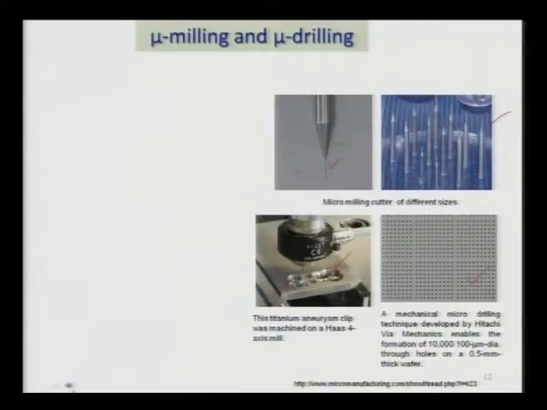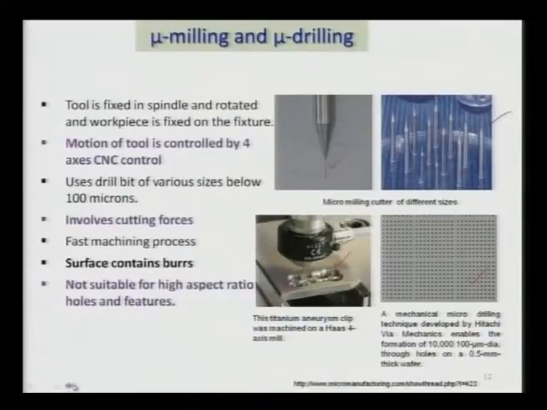Again note that there is no physical contact between the tool and the workpiece. So, mechanical forces are not working either on the tool or on the workpiece. The tool is fixed in the spindle and rotated, and the workpiece is fixed on the fixture. You can see here the tool is fixed in the spindle and this rotates, and the workpiece is fixed in the fixture, and sparking is taking place. So, you have uniform hole or uniform milling taking place over there. You are giving x and y motion to the workpiece, so that you can create these kinds of features as shown by the arrow over here.